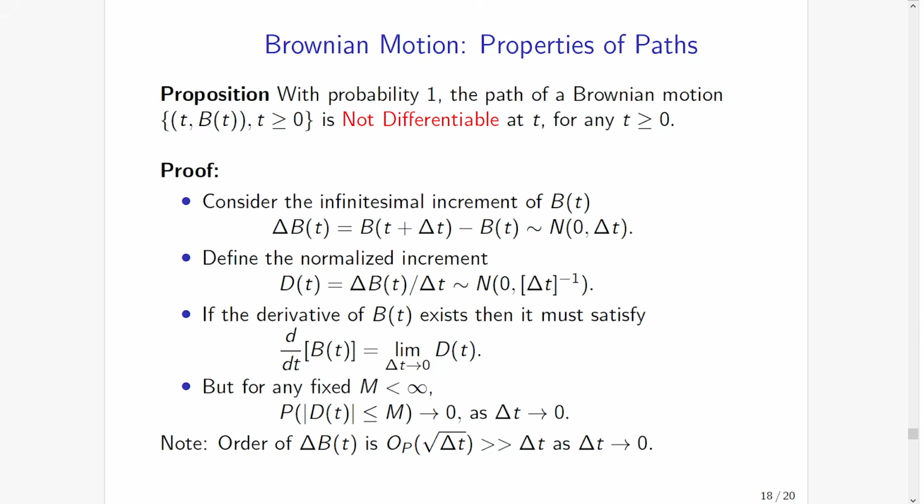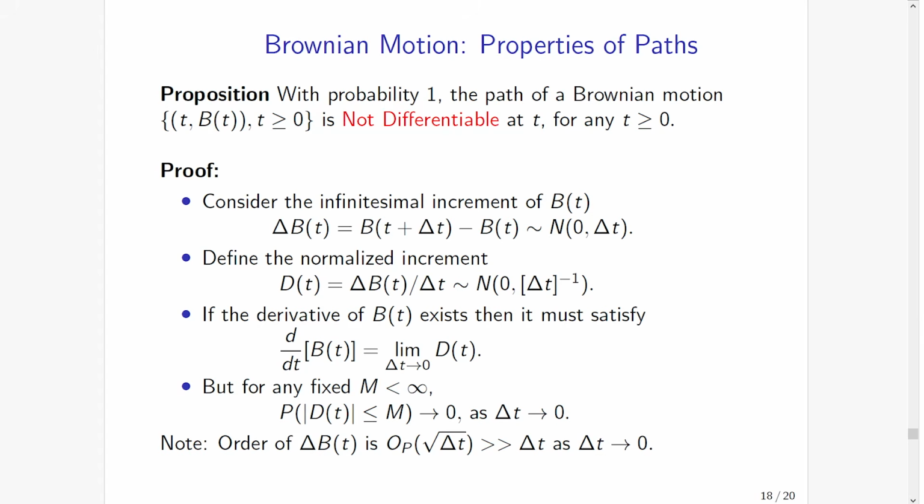Okay, so the next comment about Brownian motion is a very important property, that the Brownian motion process is not differentiable. When you look at a Brownian motion path, it looks very jagged. And in fact, that jaggedness is characteristic of it not being smooth enough to compute a derivative.